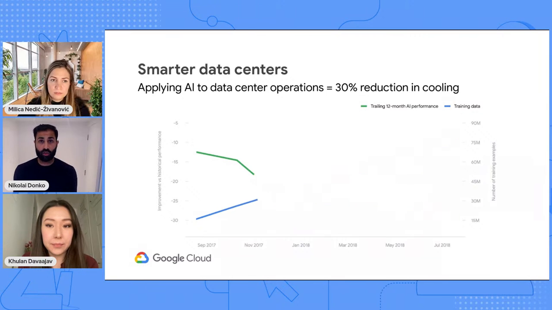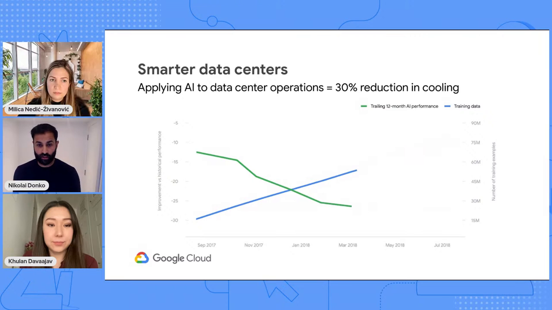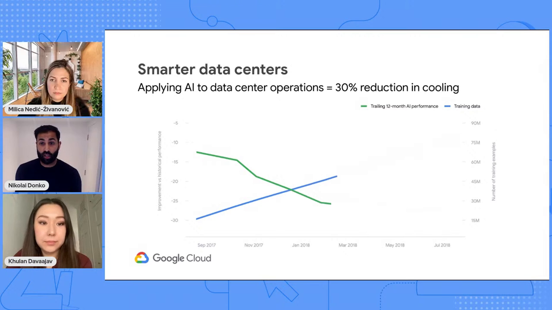When we apply this to our data center operations, we're able to increase the rate of energy savings from 10% to 30%. You can see that as these two lines intersect on the screen in front of you. With more data, our models have adapted to changes in environment without the need to reprogram the control systems within our data centers. It's a great example of how we're using this technology to try and solve for sustainability challenges.